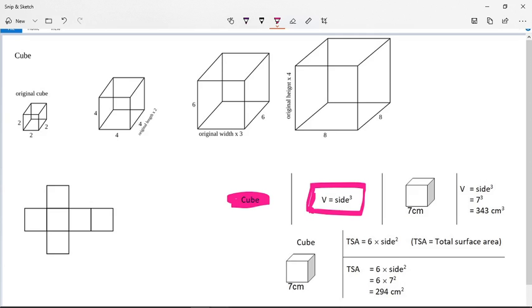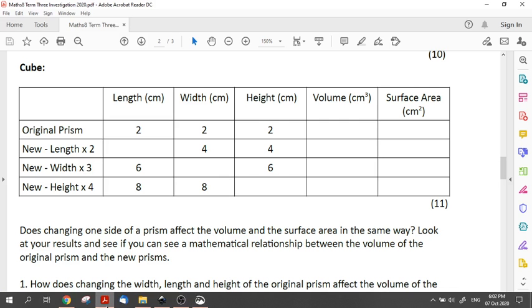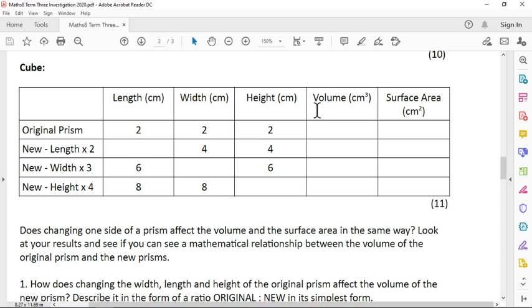So you can go to this cube table and write the formula in here. How do you find the volume of a cube? The volume of the cube is one side raised to the power 3. So the volume is going to be 2 times 2 times 2. Work it out in your head or on your calculator, and write the answer in this box here.